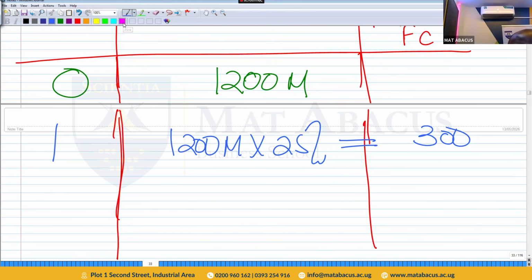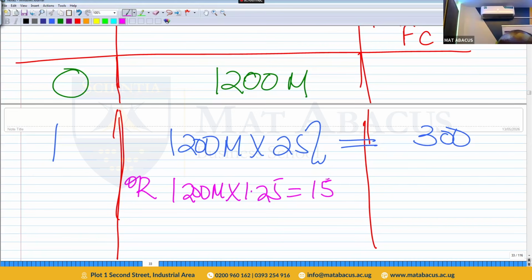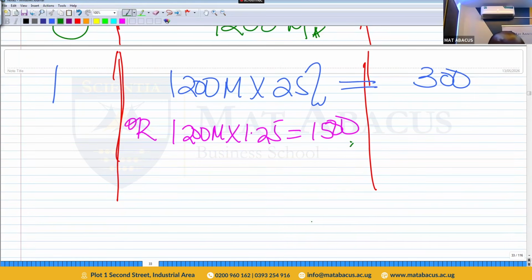Someone could have said, or you could have said it is 12,000. You multiply by 1.25. You'll end up with 1,500. Therefore, the increase is the difference between that figure and that, which is 300. Then you should be able to read and see how you are moving.